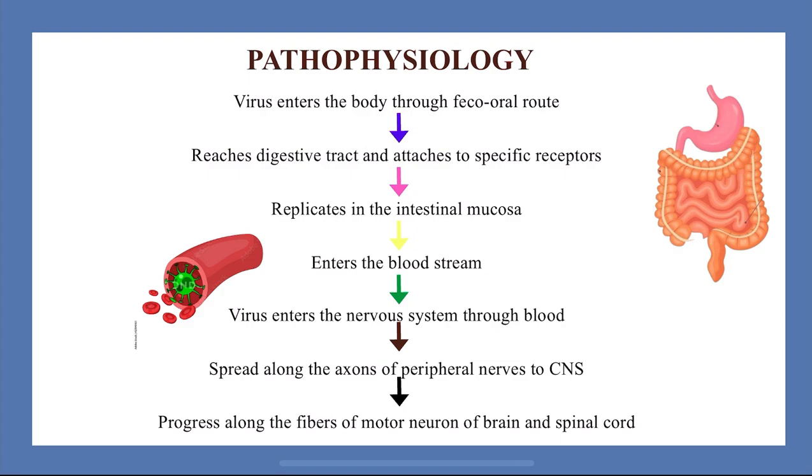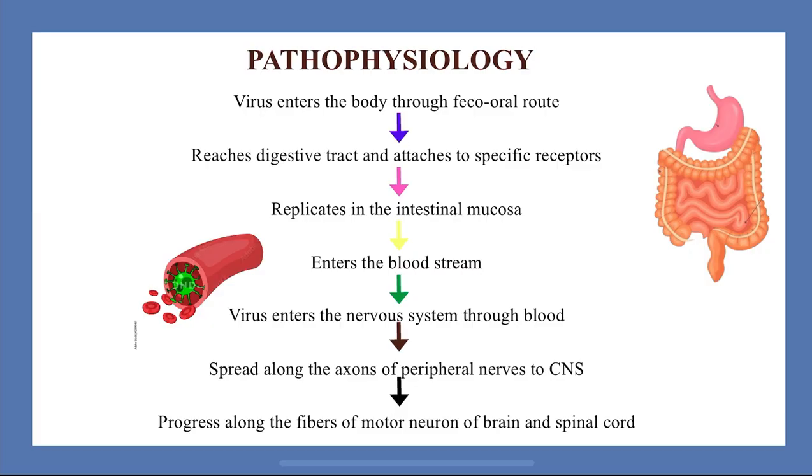So what happens? The virus enters the body through the fecal oral route, which is the main source of transmission. We saw that through contaminated fingers, due to poor hygiene, the children are not washing their hands. So through the contaminated fingers, the virus enters into the mouth. From the mouth, it will enter into the stomach.